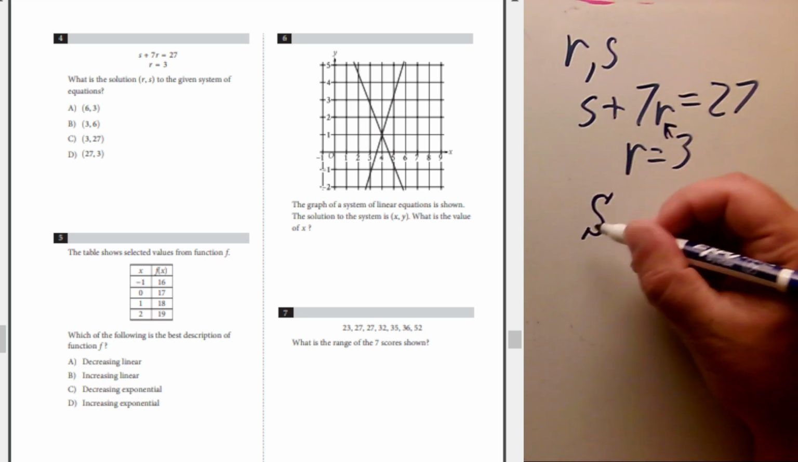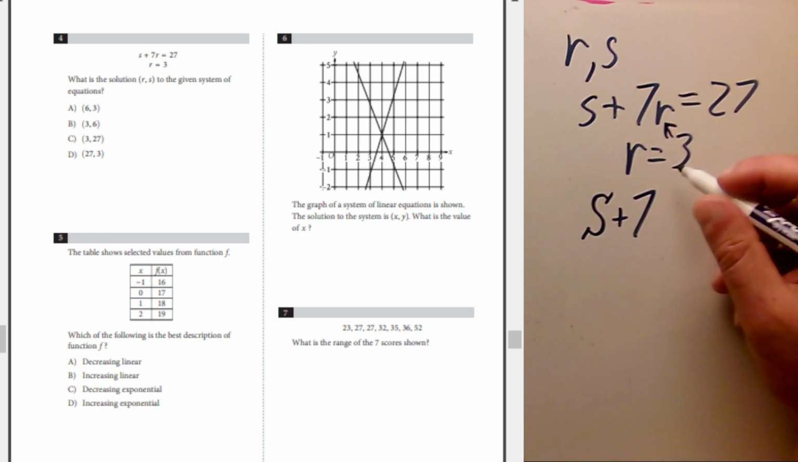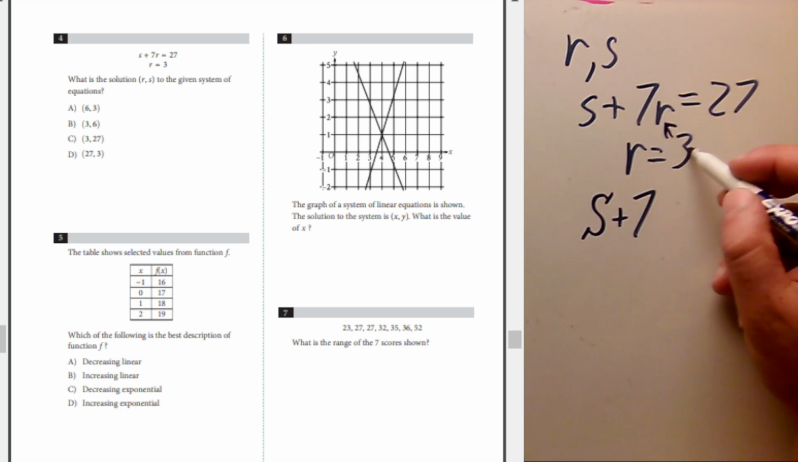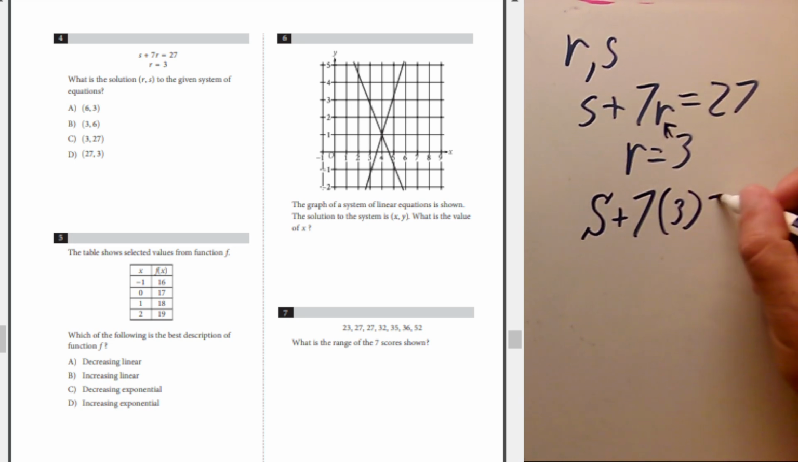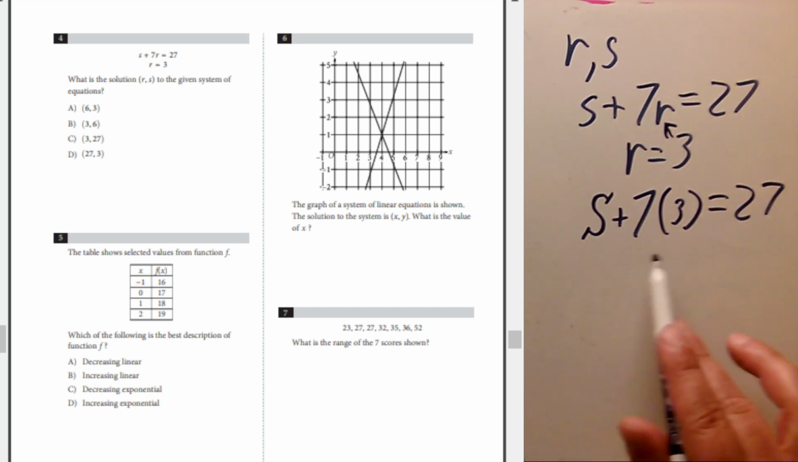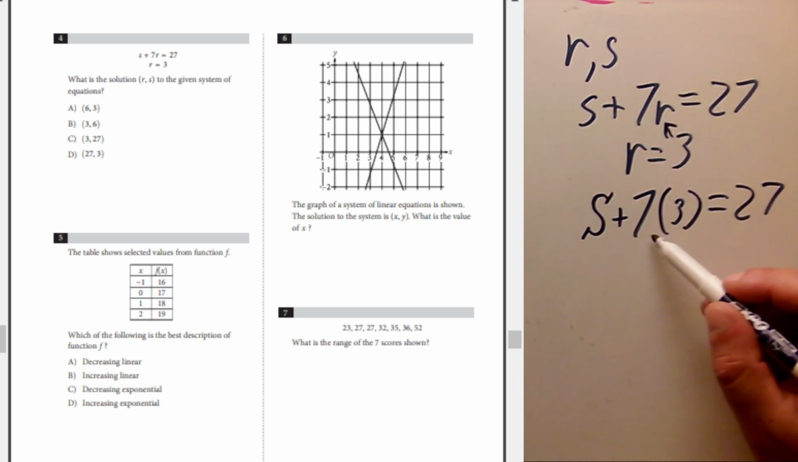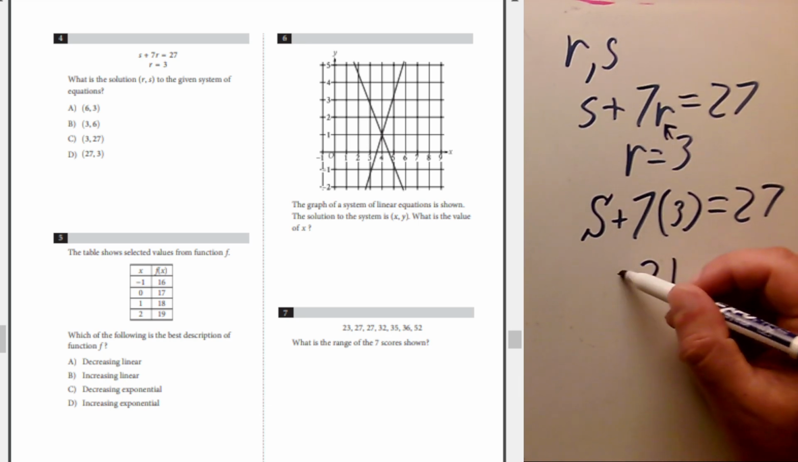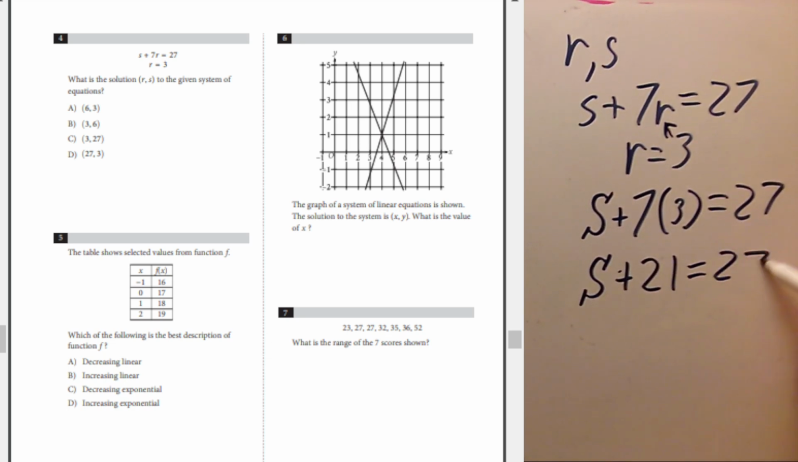So we have s plus 7, and since we know r is equal to 3, we're going to take that 3 and replace the r with it, and then it's equal to 27. The first step of solving this equation is to evaluate the multiplication. 7 times 3 is 21. That's going to be added to s equals 27.